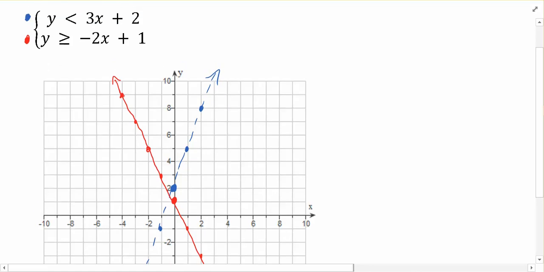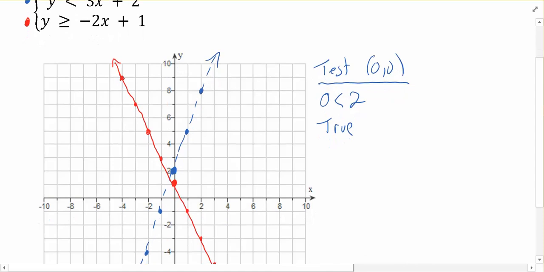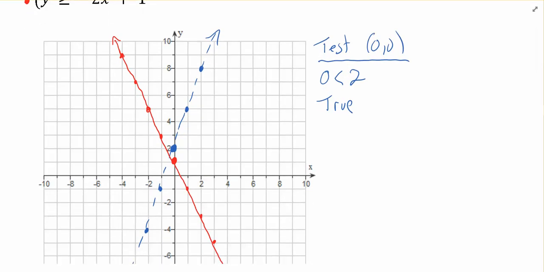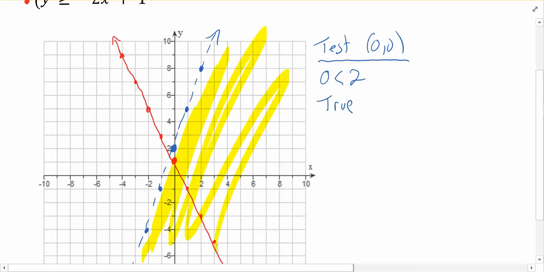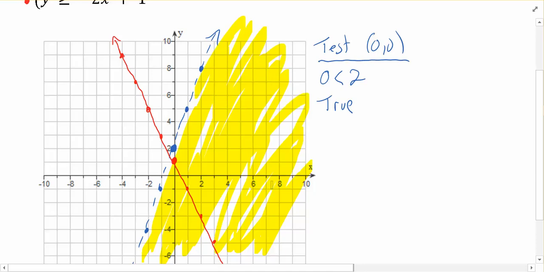So to figure that out, we're going to go to my blue line, and I'm going to look back at the original inequality, and I'm going to test the origin. And I'm going to figure out whether the origin should be shaded or not. I get 0 is less than 2, which is true. Now don't follow along with my shading here. I just want to help you understand what's going on. What this tells us is that the origin should be shaded. So if the blue line were my only problem, again, don't shade here, this is what would be shaded as far as the blue is concerned.